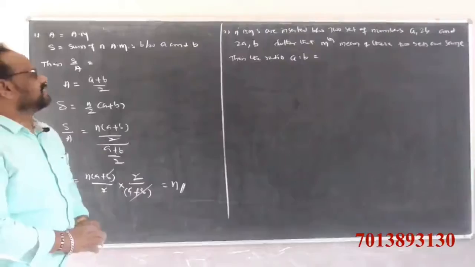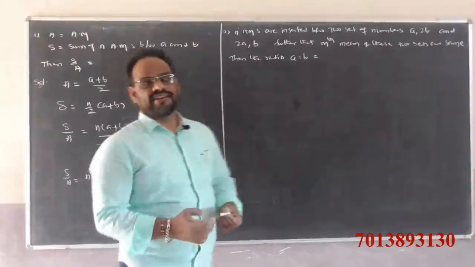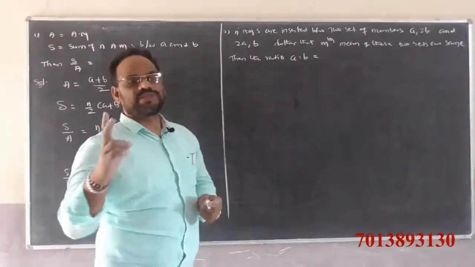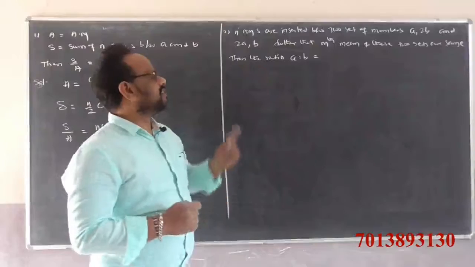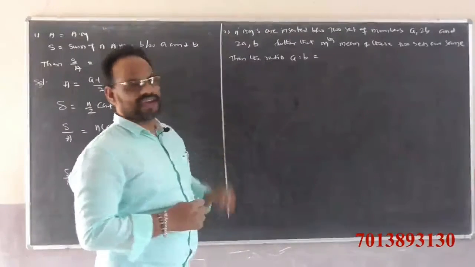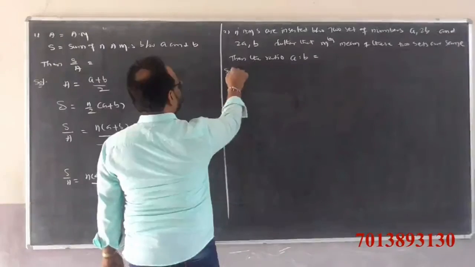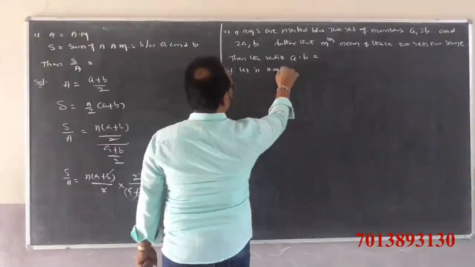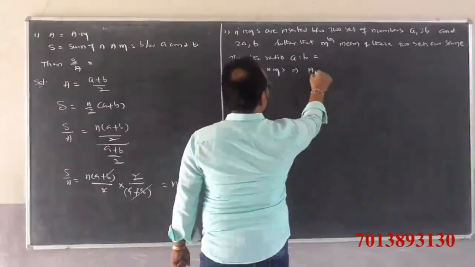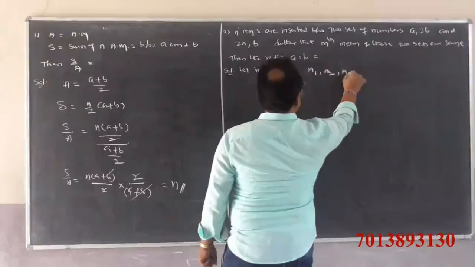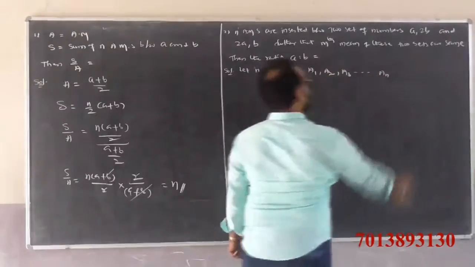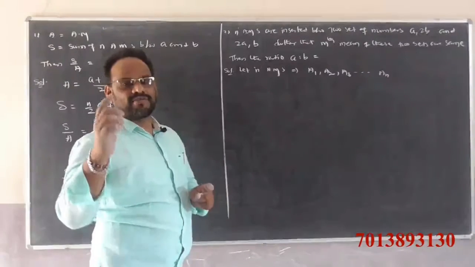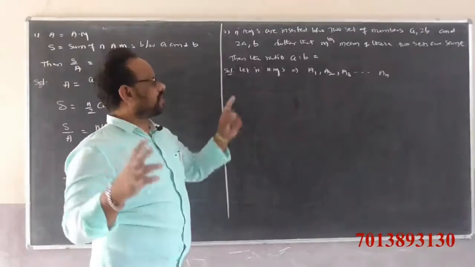Next, n arithmetic means are inserted between two sets of numbers, nothing but A comma 2B and 2A comma B. Solution. Let the n arithmetic means be A1, A2, A3 and so on up to An, inserted between the two given sets of numbers.